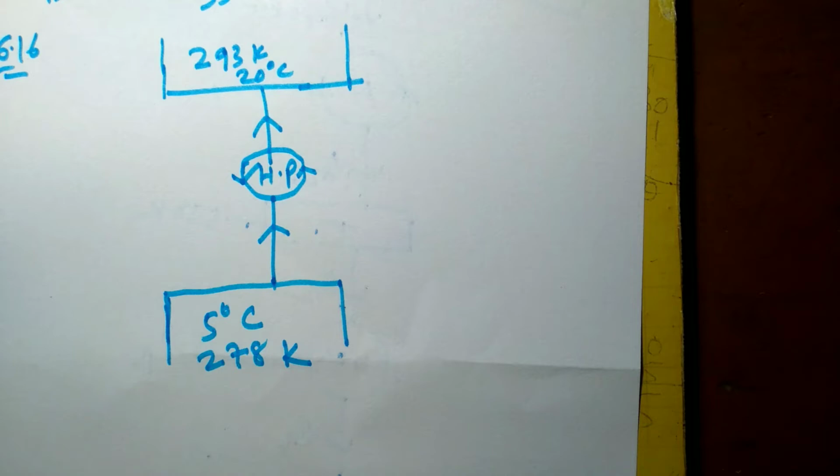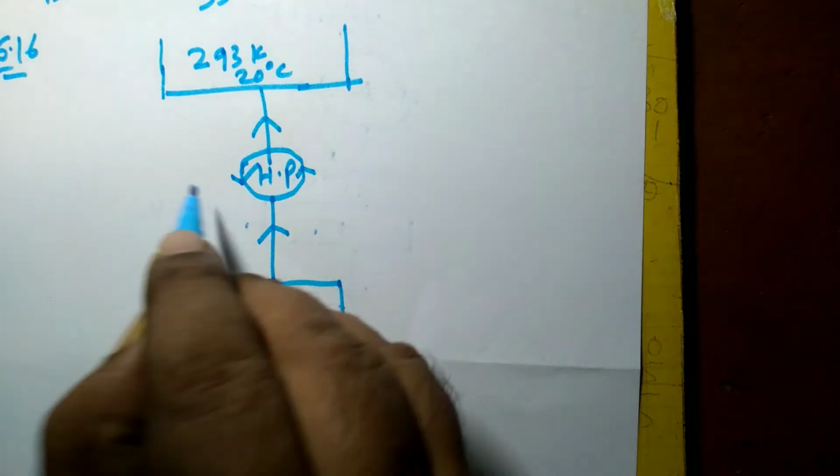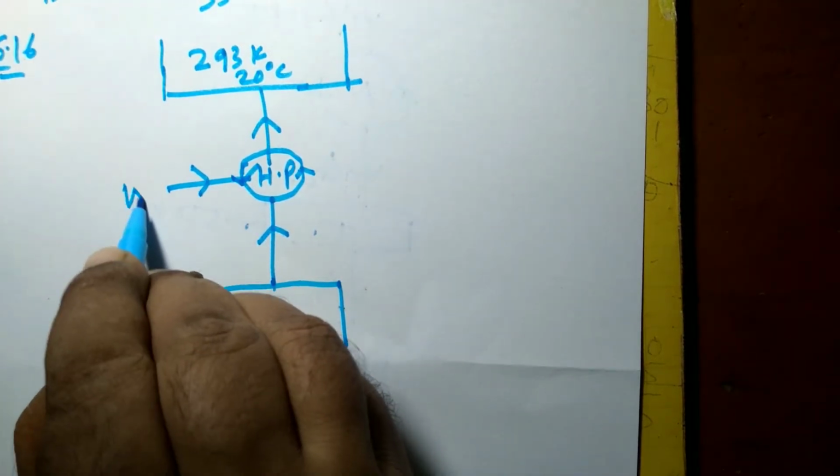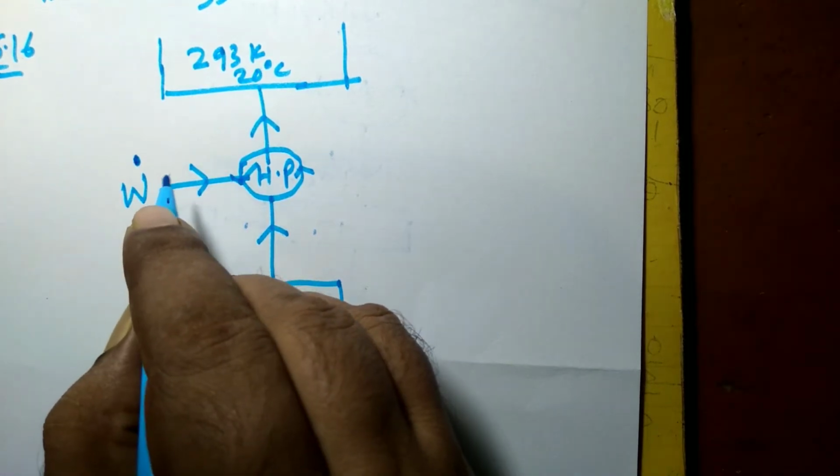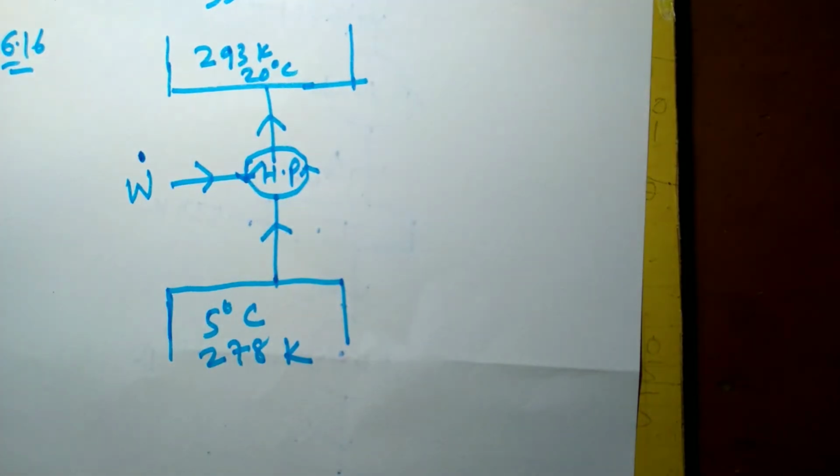And in this case, we have to supply work from outside. Suppose this is the rate of work input, always the rate of work input, and the question is, if the outside temperature in winter is 5 degrees Celsius, what is the minimum power required to drive the heat pump? We have to find out the minimum power required. You see, minimum power means maximum COP.